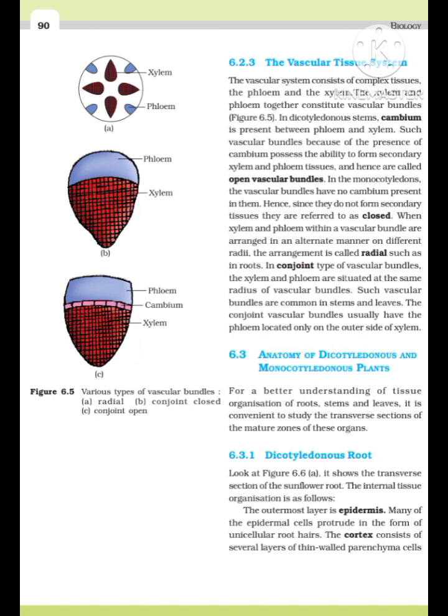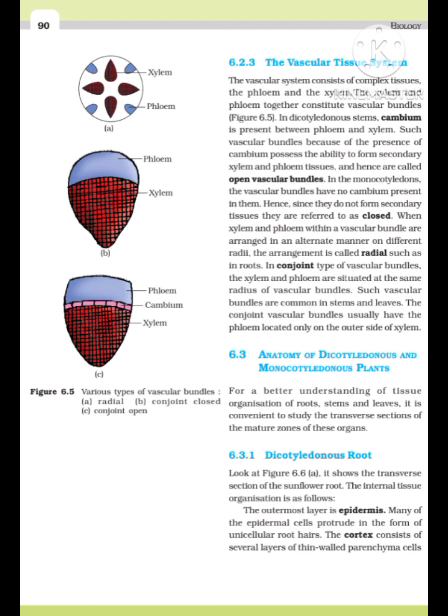6.2.3 The vascular tissue system. The vascular system consists of complex tissues, the phloem and the xylem. The xylem and phloem together constitute vascular bundles, figure 6.5. In dicotyledonous stems, cambium is present between phloem and xylem. Such vascular bundles, because of the presence of cambium, possess the ability to form secondary xylem and phloem tissues, and hence are called open vascular bundles.